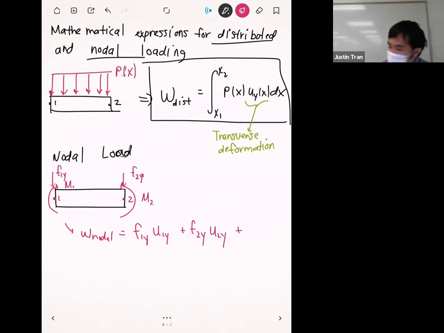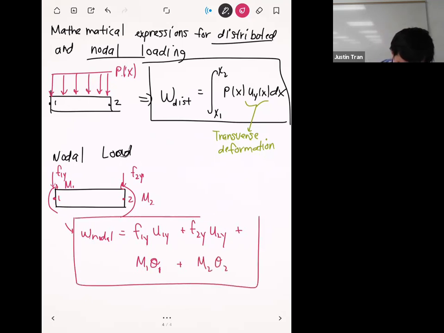Right, and then we have the work performed by the moments. And so we have M1. M1 is going to cause a rotation at the node, theta 1. And so the work done by M1 is going to be M1 theta 1. And then we have the work performed by M2, which is going to be M2 theta 2.